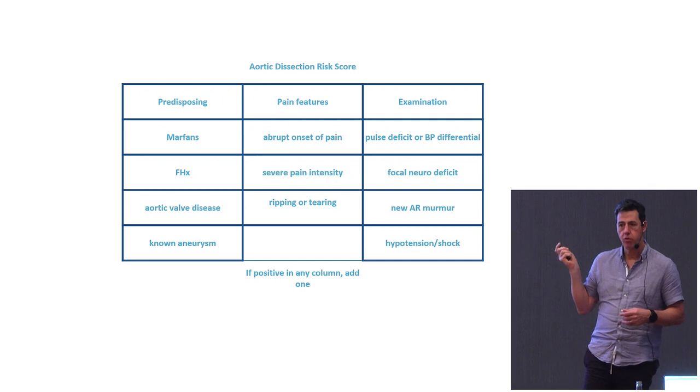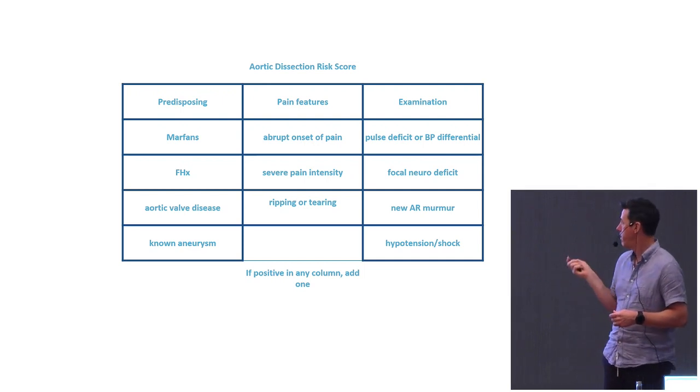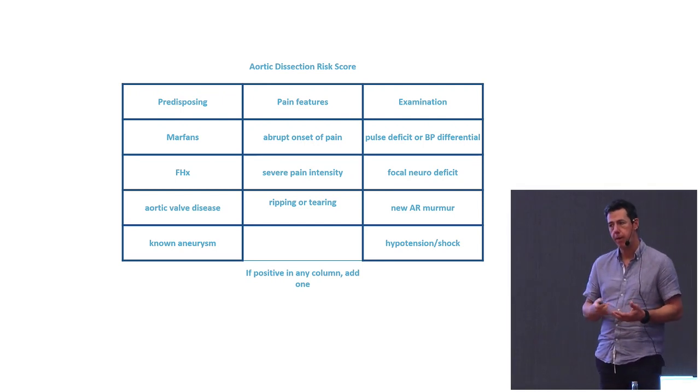The pain features are really those that are high risk, as I mentioned. And similar with the examination features, those new murmurs, but also if they're shocked or unwell, think about aortic dissection, probably from a cardiac tamponade.